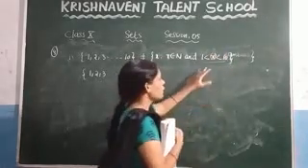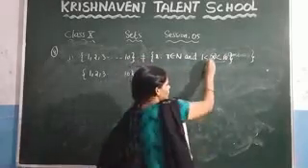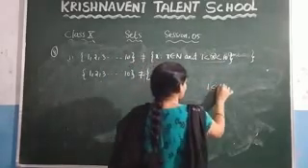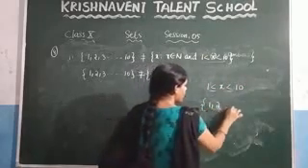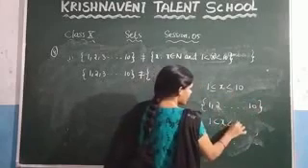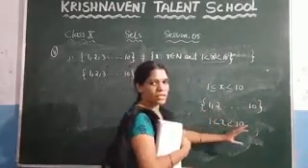Between 1 and 10, the x value will lie. But here they have not given the equality symbol. If they had given the equality symbol, like 1 less than or equal to x less than or equal to 10, then you can write the elements which are 1 to 10. But here they have given 1 less than x less than 10. So we have to exclude this 1 and 10.